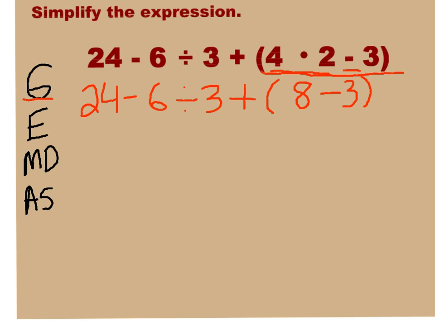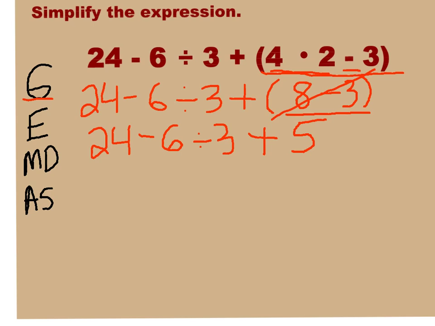So we did the 4 multiplied by 2 and we got 8. Now we still have the parentheses, so we still have to simplify that. So we'll do the 8 minus 3 and we'll get a 5. And then we'll bring the rest of the problem down. So 24 minus 6 divided by 3 plus the 5 that we got from the parentheses.